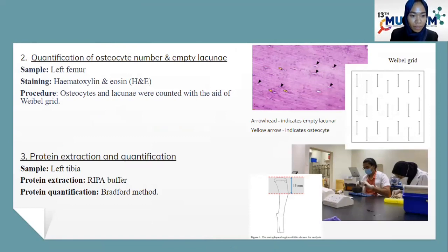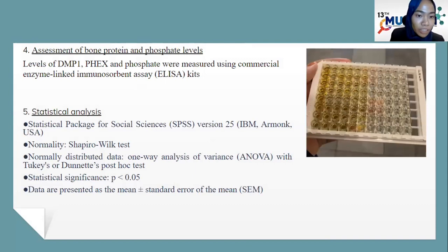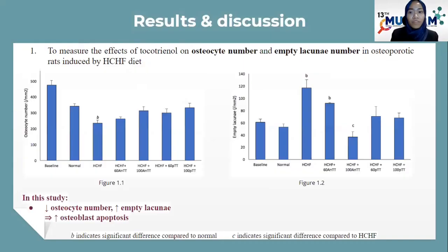quantified using the Bradford method. We assessed the bone protein and phosphate levels using an ELISA kit, and for statistical analysis, our data is normally distributed. Therefore, we used ANOVA with Tukey and/or Dunnett's post hoc test. It is considered statistically significant when P is less than 0.05. Our data are presented as the mean and standard error of the mean. Moving on to our results.